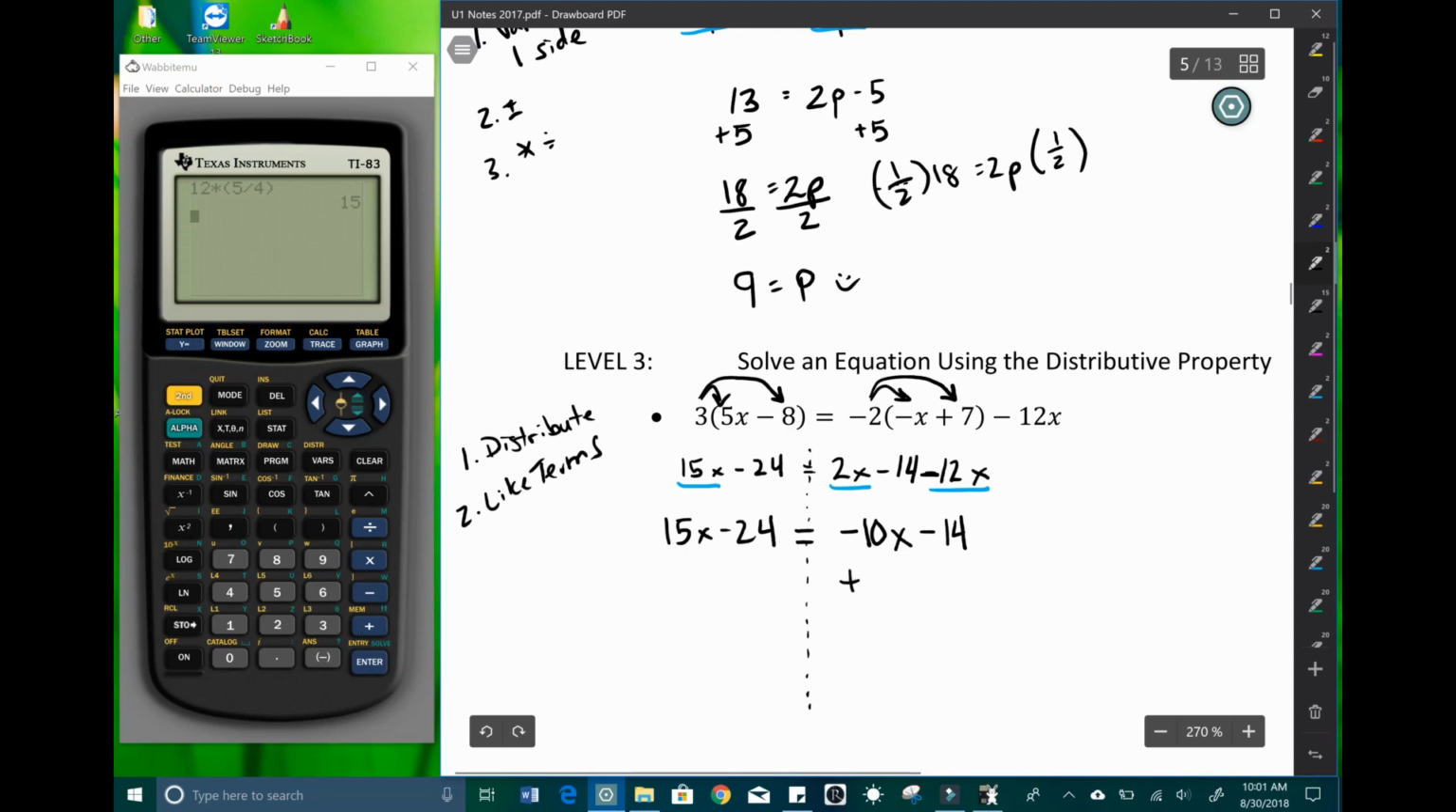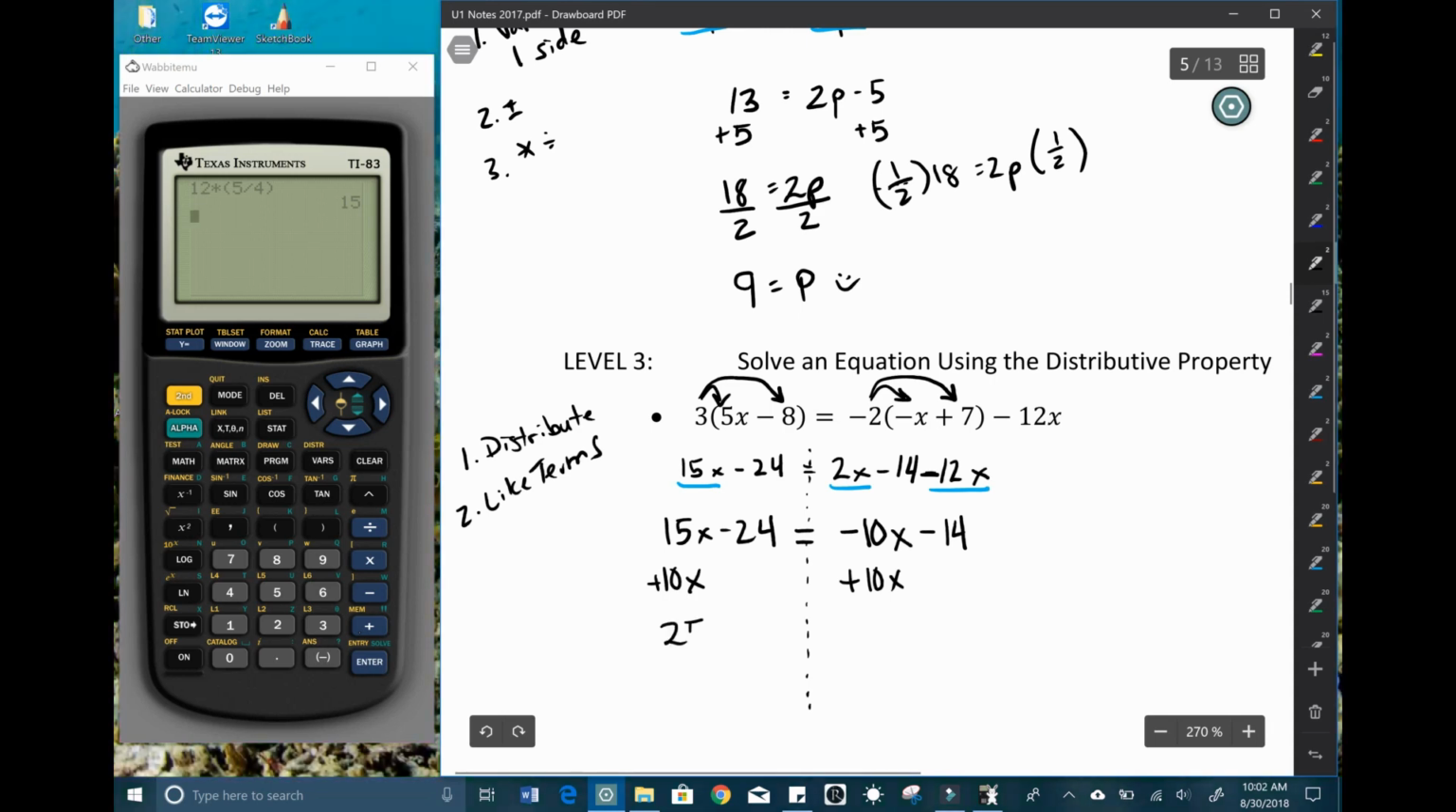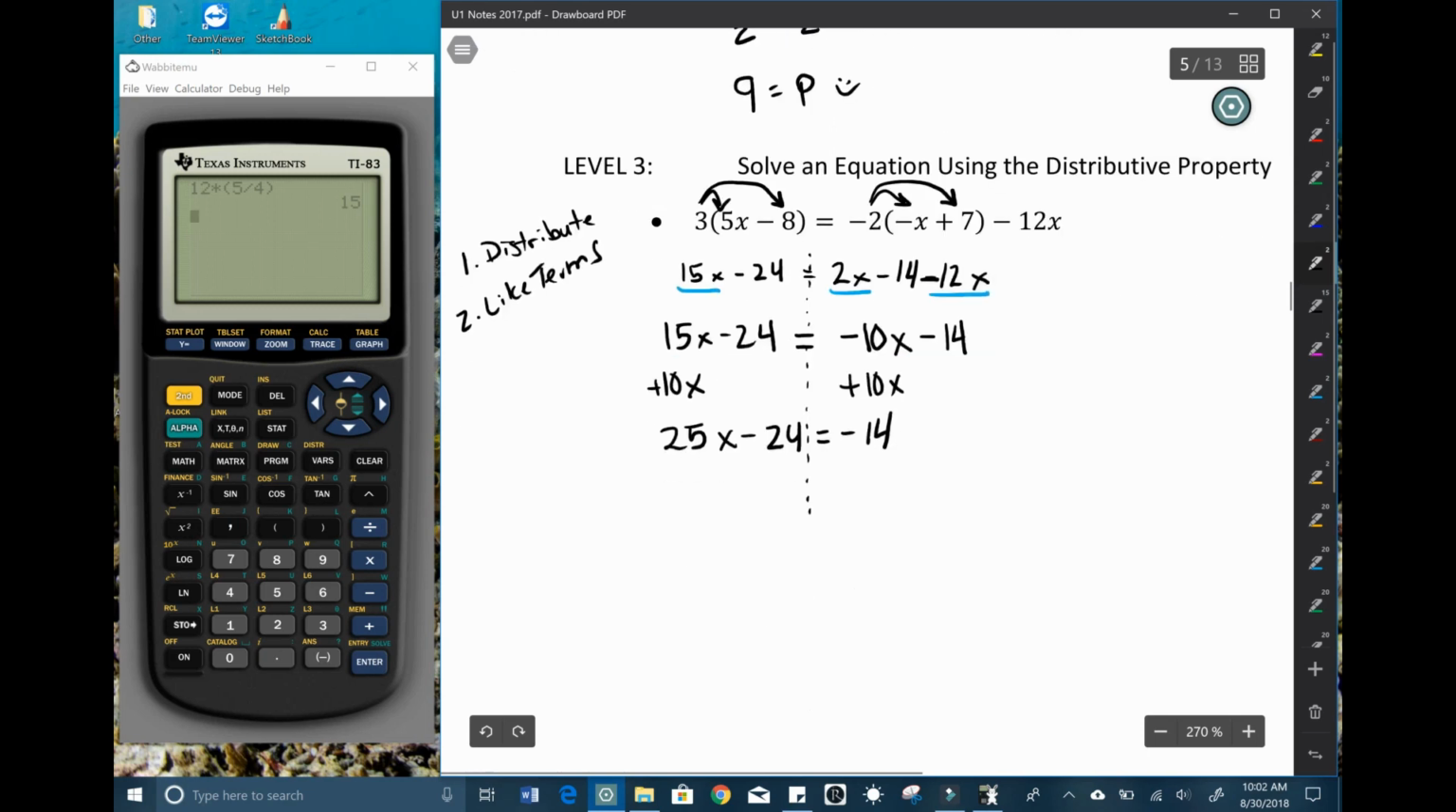I'm going to add the 10x, and that'll get my variables on the same side. So 25x minus 24 equals negative 14. And lastly, I'm going to add 24 now. And that will leave me with 10 equals 25x. Divide each side by 25.